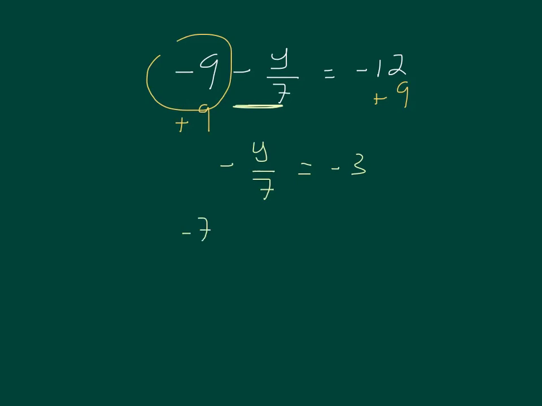Because remember, I can put that negative sign either in the denominator or numerator. And let's put it in the denominator so that way I'm canceling out right there. So equals -3 times -7. So these cancel, leaving me just y. So y is equal to -3 times -7, which is +21.